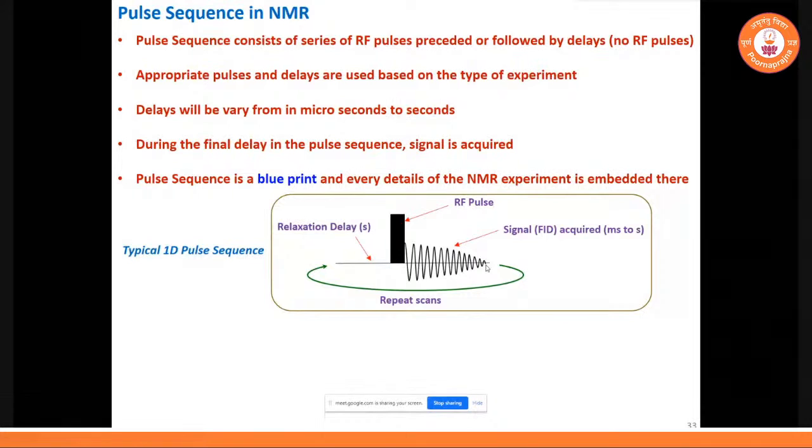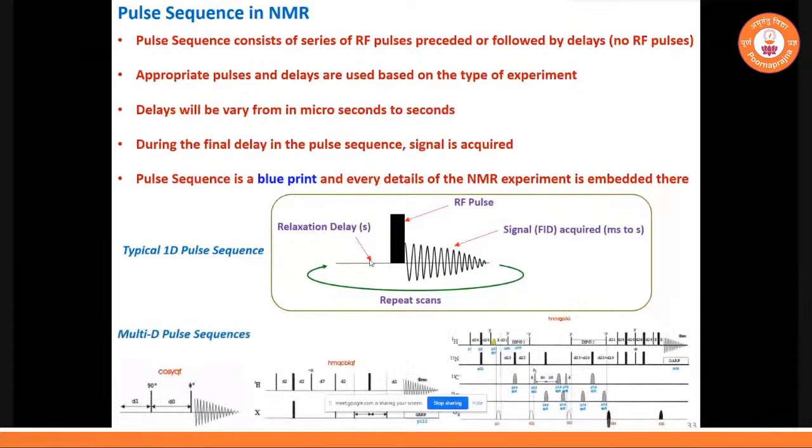Now one may ask, what if I do not follow this and immediately run my experiment for the next scan? Now we will not get a signal, because we should have an excess population in the lower energy state. If you start immediately, then there are no nuclei in the lower energy state to excite. So you will not get any spectrum. You have to follow this time to get the maximum amount of signal for your next scan.